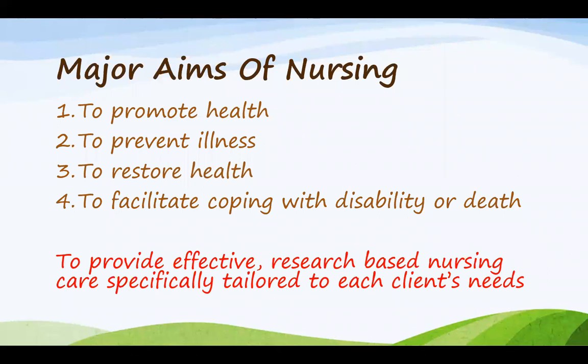So what are the aims of nursing? Well, the first thing we want to do is promote health. By promoting health, you can prevent illness. If we can't prevent the illness and they're already sick, then we're going to try to restore their health. And if we can't do that, then we're going to help them cope with a disability or death.